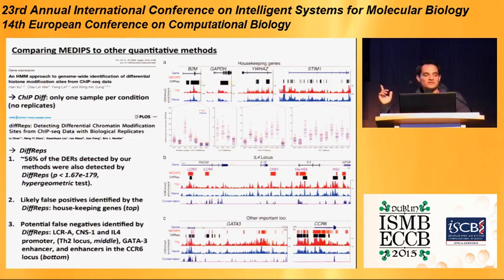So that was a situation where I was really happy to work with experts in the field of immunology, because they extensively looked for many days or weeks at the different results, looked at genes that they knew are important for memory cell differentiation. And the bottom line is what they told me: that there are many more true positives identified by MEDIPS, and that diffreps identifies many more false positives. This is all I can say about that.